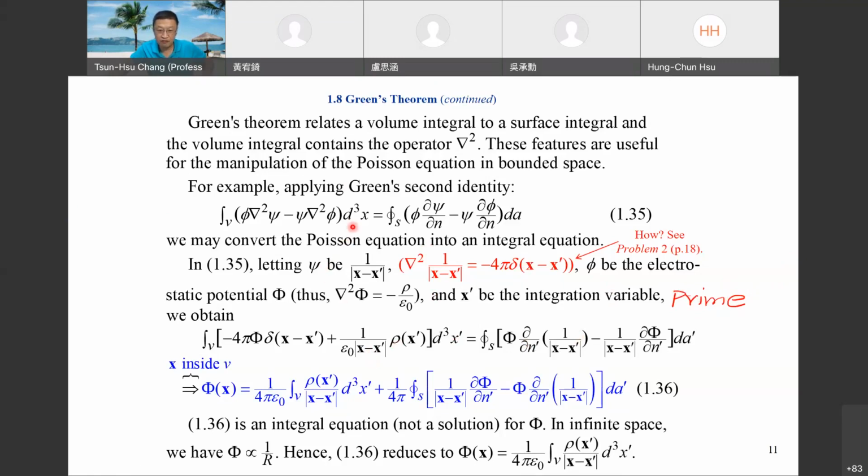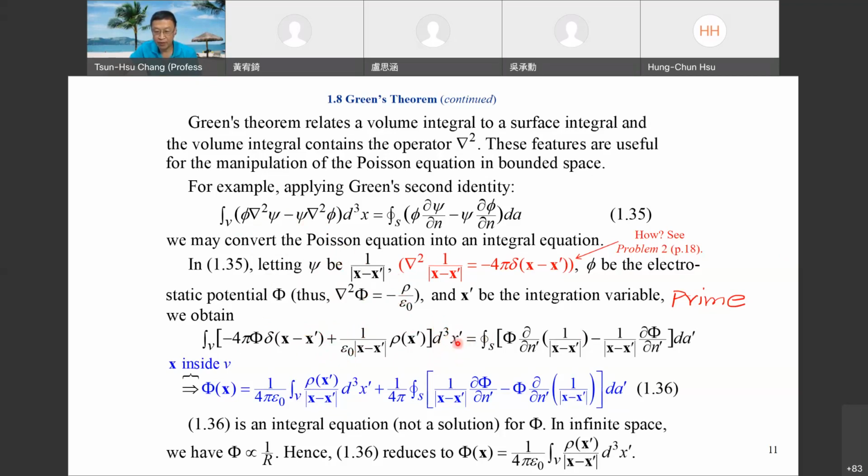So we change the variable. First, psi is here. Substitute this term to here, and phi is here. Phi is the same. And Laplacian phi will be, from Poisson's equation, minus rho over epsilon naught, but rho will be a function of the prime system. Epsilon naught here with a minus, so it becomes plus here.